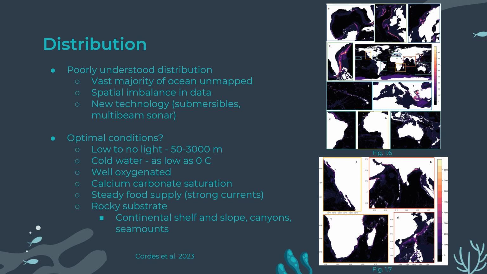So, what do we know about their distribution? They're found from the North Pole to the south, and from near the surface all the way down to the abyssal plains. They obviously outcompete tropical corals in cold and dark water, so think below 15 degrees Celsius or 50 meters deep. They require high oxygen levels for respiration, high aragonite levels for reef formation, and a consistent food supply, which can either come from deep water currents or precipitation from the surface layer.